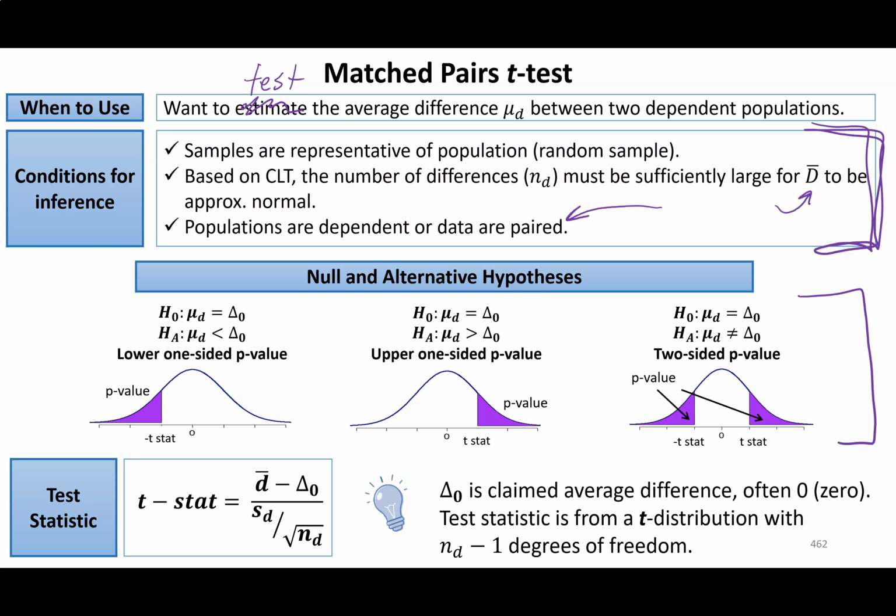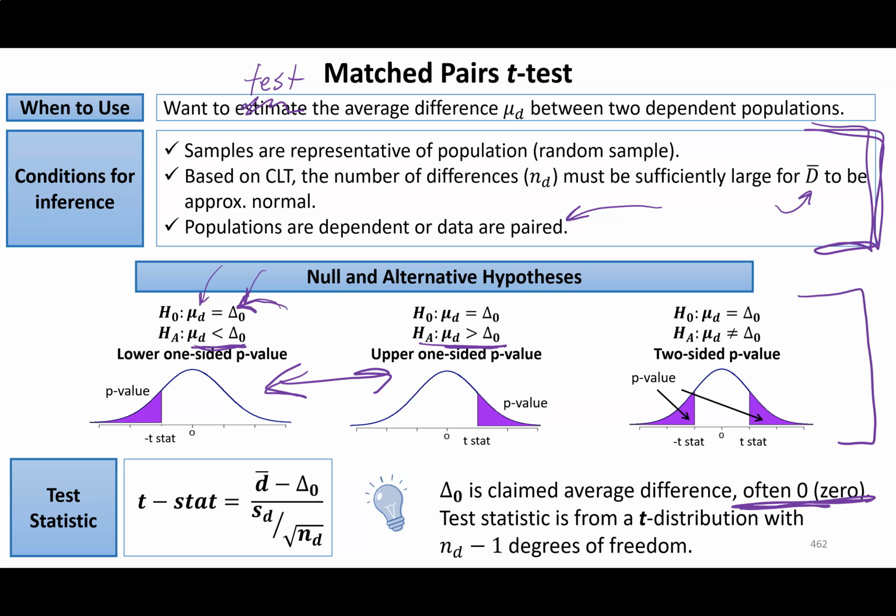So the big thing that changes here is delta naught, the claimed difference. Usually it's 0. It's almost always 0. It's very rare when that difference isn't 0. So the mean difference is equal to usually 0, versus maybe you think it's less than 0 or greater than 0. And the big difference between these two is that it matters so much which order you subtract in.